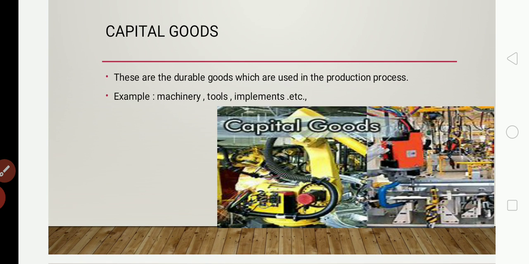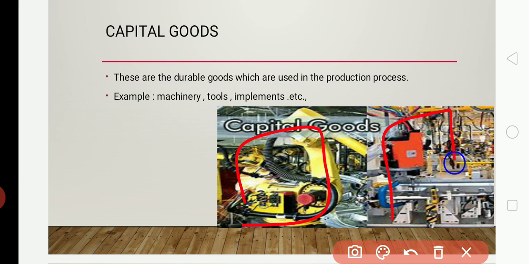So the capital goods are those which are used in the production of some other goods. Here we have some machineries, some machinery goods, and there are giant companies. For example, I'll take an example of a tailoring machine.